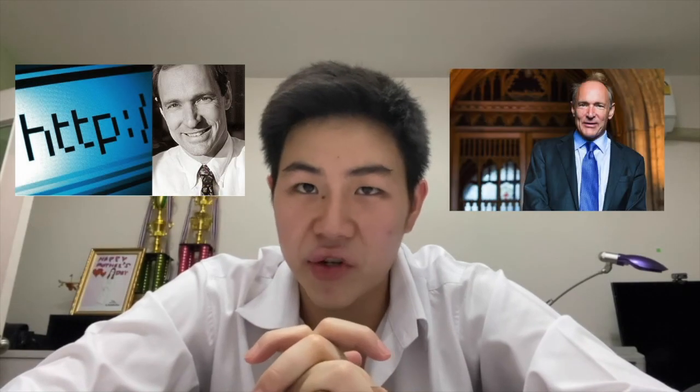HTTP, or Hypertext Transfer Protocol, is the underlying protocol used by the World Wide Web to define how messages are formatted and transmitted, and what actions web servers and browsers should take in response to various commands. It was created by Tim Berners-Lee back in the early 1990s when the internet was still in its infancy.